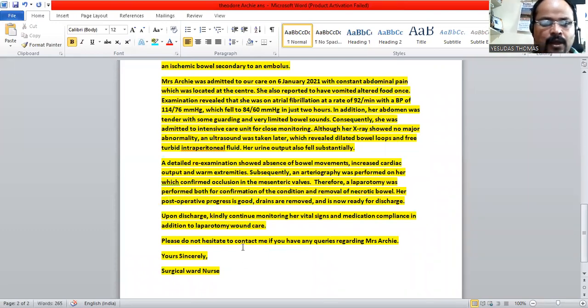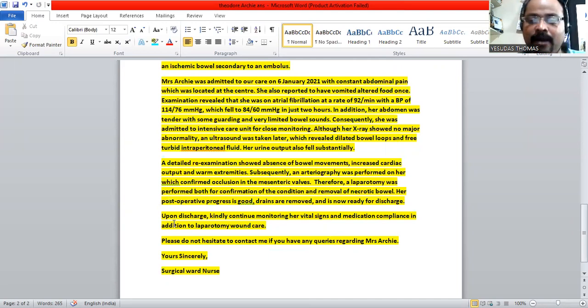Now, upon discharge, kindly continue monitoring her vital signs and medication compliance in addition to laparotomy wound care. So we have to say medication compliance. Some medications are going, so we have mentioned it right now. Antibiotics and fluid replacement are given. Right now, we have to focus on the medication compliance.